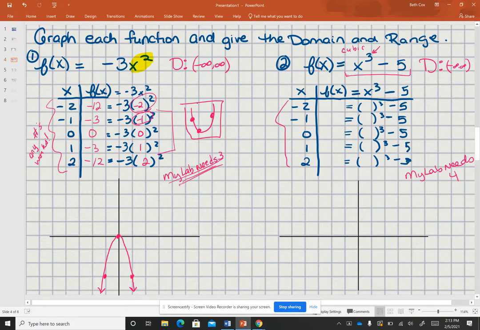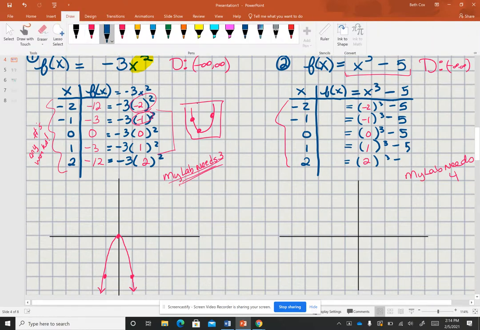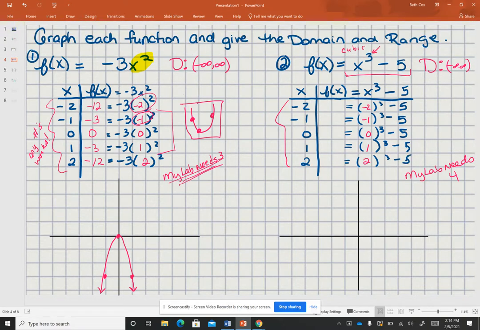And I'm going to plug these numbers in. Use your calculator. Stop the video. Calculate these numbers and figure out what these are. Okay, so let's do these.